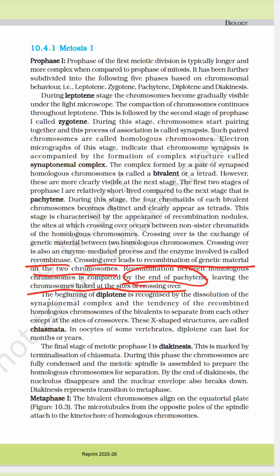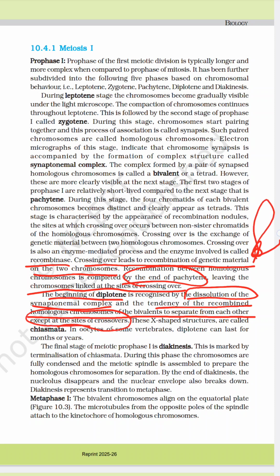Then coming to diplotene, dissolution of the synaptonemal complex takes place and the recombined homologous chromosomes of the bivalent tend to separate from each other, except at the sites of crossing over. This is important. It forms an X shape in nature. And then the final stage is known as diakinesis.